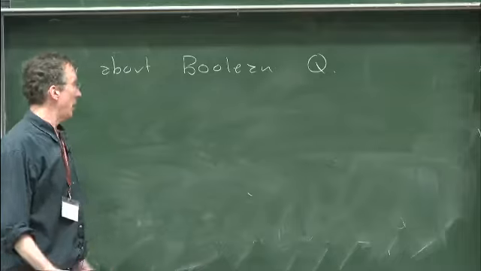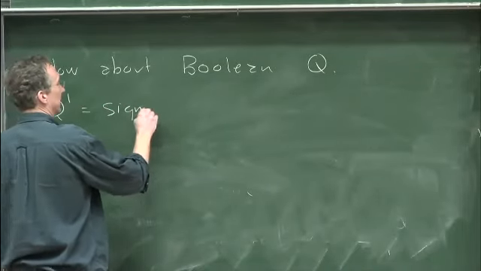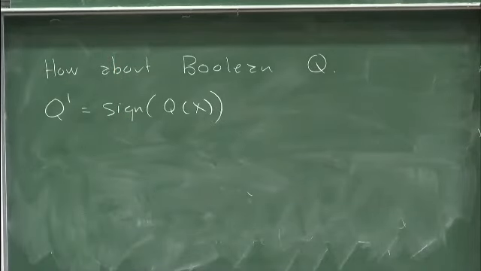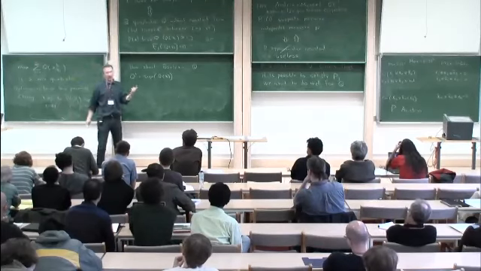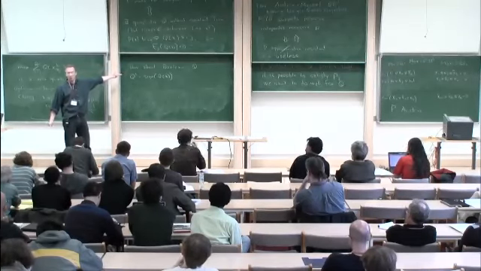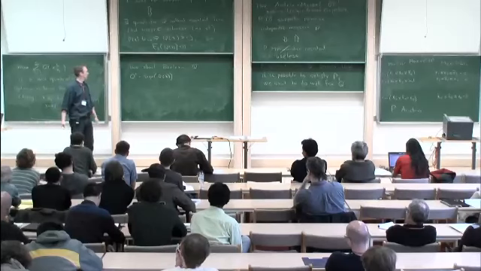So then you can ask, how about Boolean Qs? The first thing that really comes to mind, since semi-definite program is our prime weapon here, is to take, not this real valued polynomial, but to take its sign. That's a completely reasonable thing.